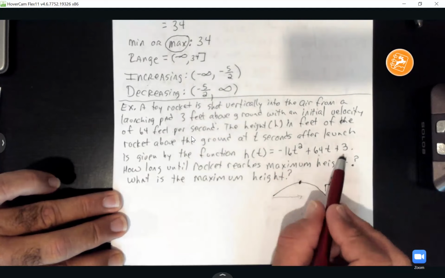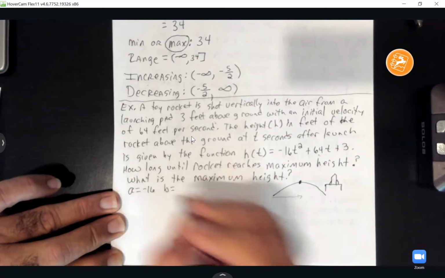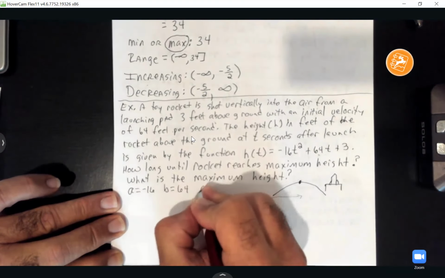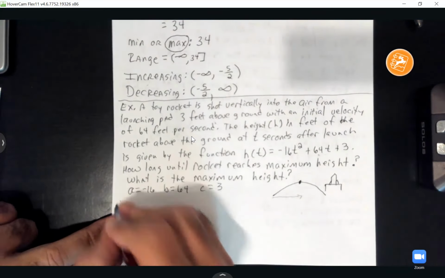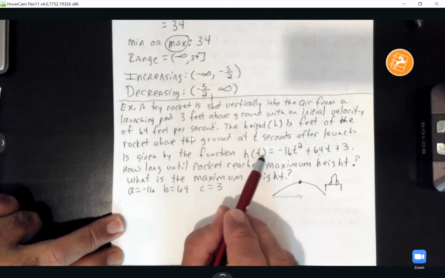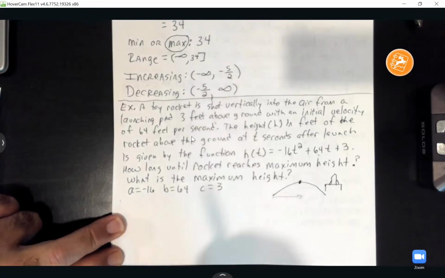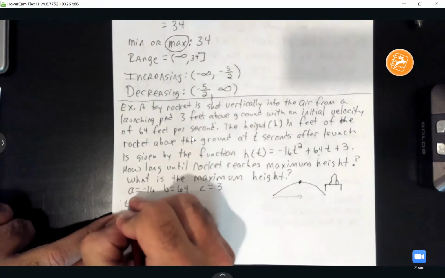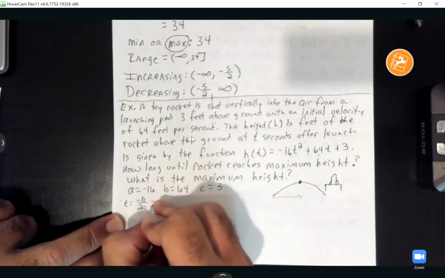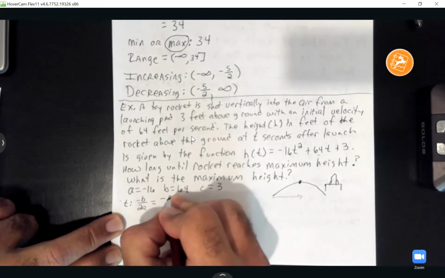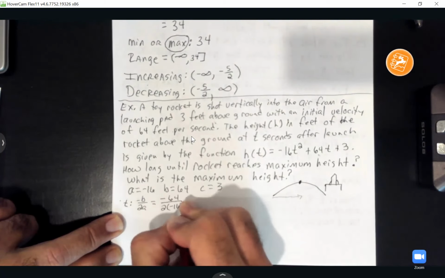So here's our equation. A is going to be that negative 16. B is going to be 64. And then C will be the 3. So I'm going to get the X value. Now remember, X is the same as the T on this, okay? Because they're giving me a variable of T, which represents time. So the time, which is the same as the X variable, will be negative B over 2A. So that's going to give me a negative 64 over 2 times a negative 16.